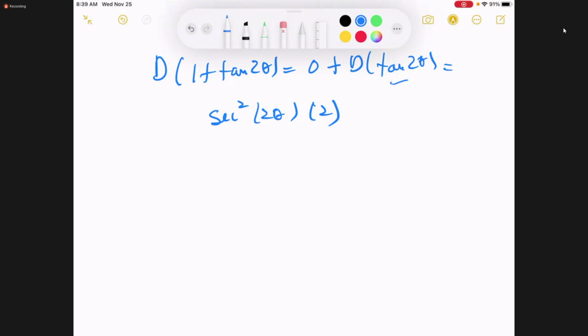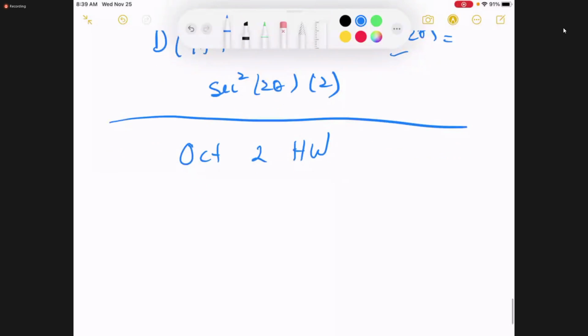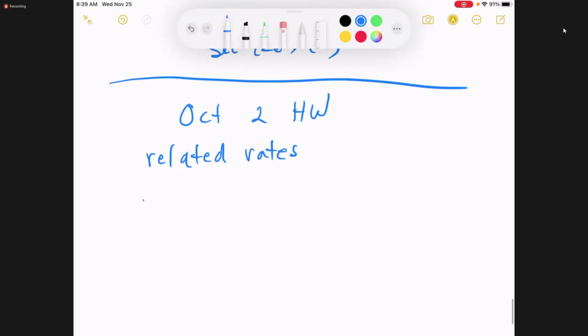Oh, let's do related rates. How about number 12? This is a related rates problem. Okay. So it says rain is falling into a cylindrical barrel.